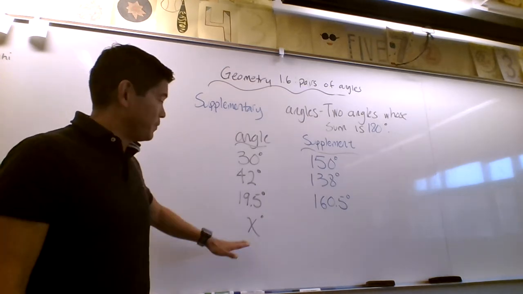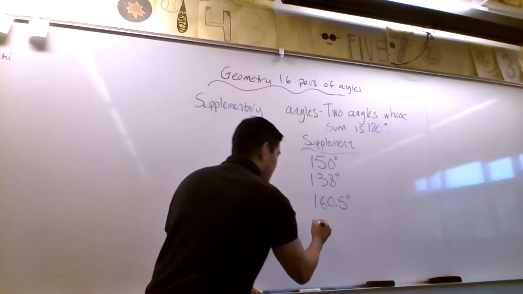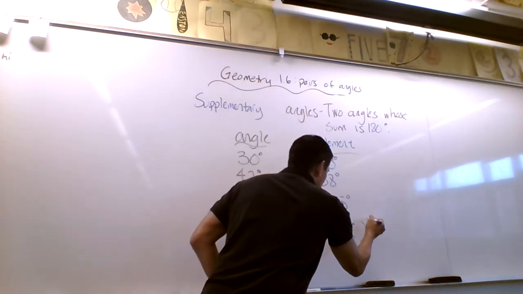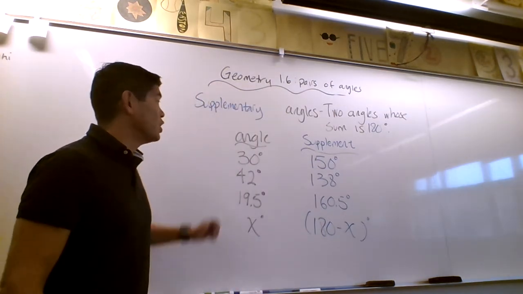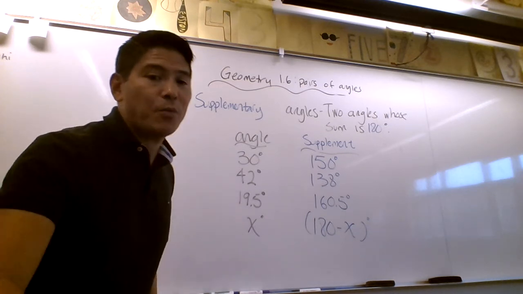Maybe pause again. If you paused, you figured out the supplement of x degrees is 180 minus x degrees. Because to get a supplement for each of these angles, you could just subtract any of these angles from 180 degrees to come up with the supplement.